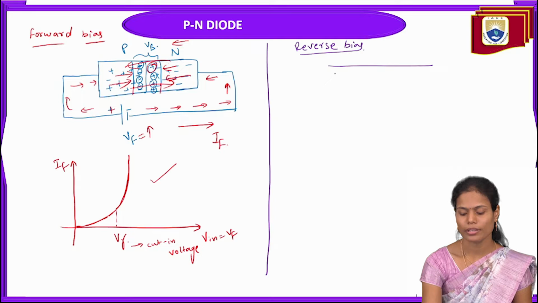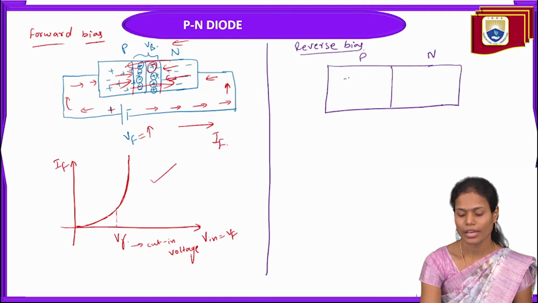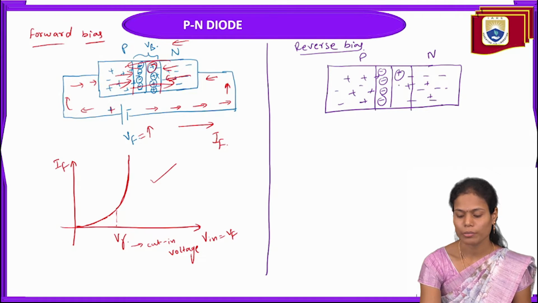Again I am taking this p type of material and this n type of material. The p type has more holes and fewer electrons, and the n type has more electrons and fewer holes. It is forming the junction with negative charged particles and positive charged particles here.